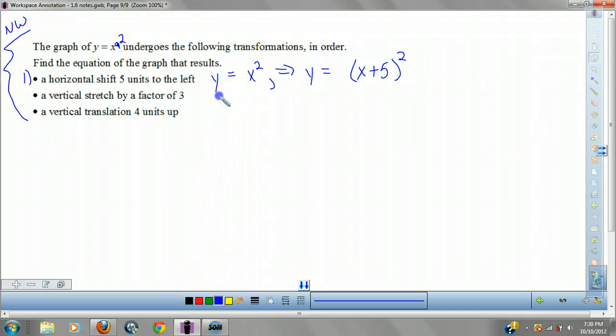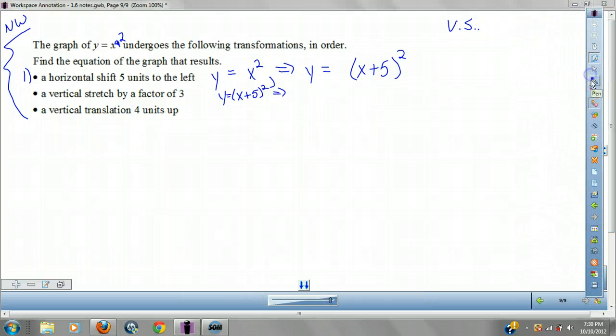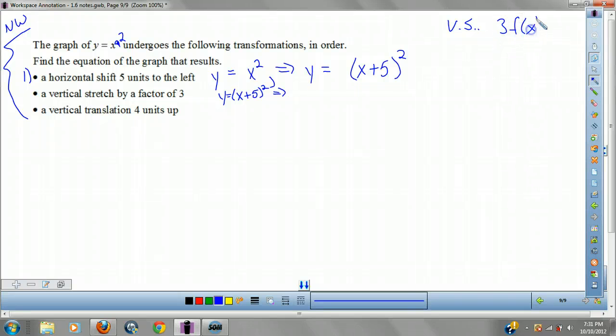Now for the next part. We're taking our y equals x plus 5 squared, and we're going to change it. Now we're taking a vertical stretch by a factor of 3. Remember, vertical stretch means you're going to take that 3 and times it by your f of x. Here, I'll erase this and make it look better. We're going to take our 3 and times it by our f of x. So we're going to change that and put our 3 out in front of everything. Again, you can leave it in that form, that's fine with me.